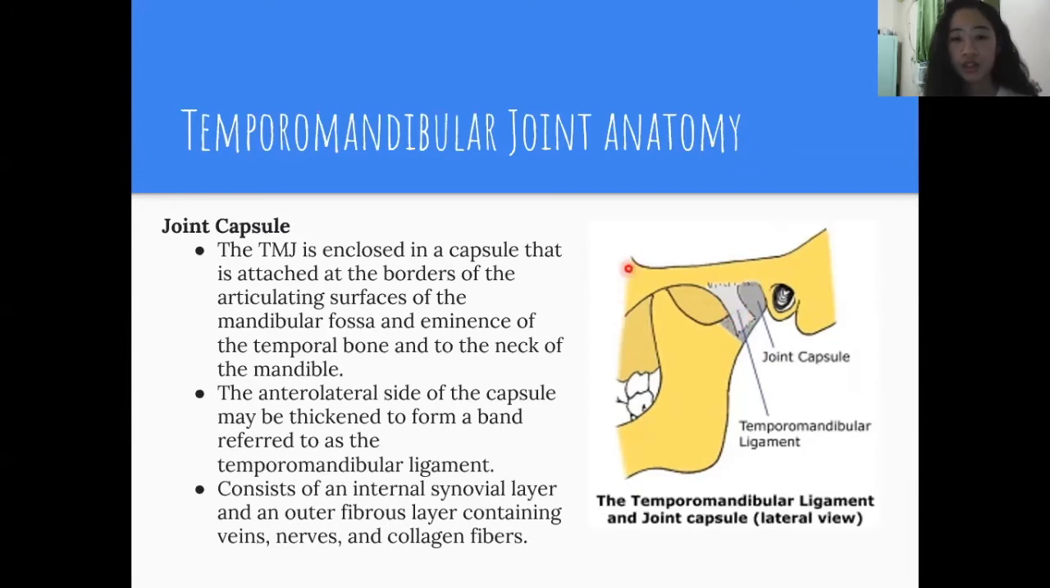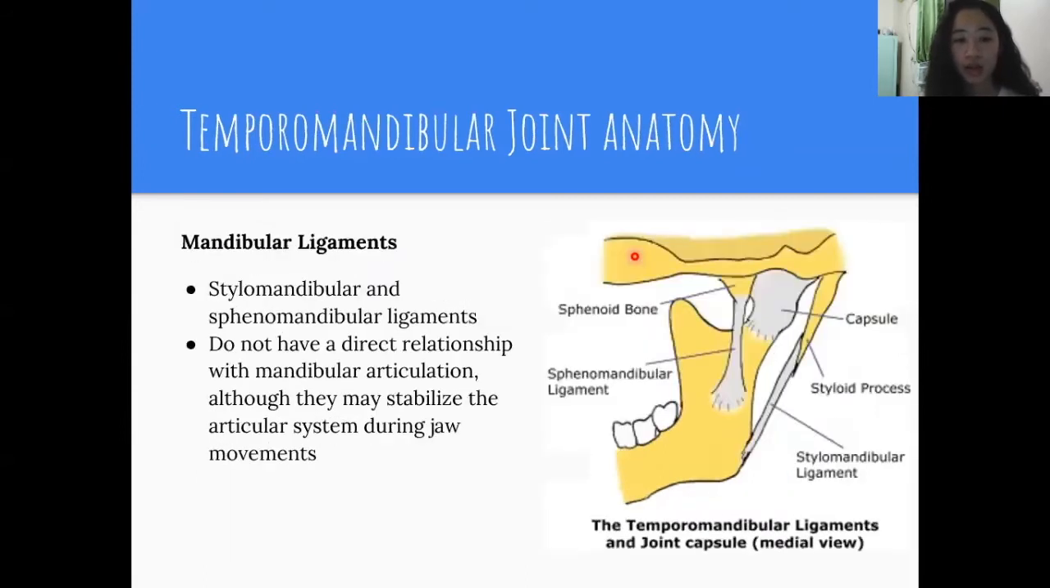Moving on, we also have accessory ligaments that include the stylomandibular and sphenomandibular ligaments. Though these ligaments have no direct relationship with mandibular articulation, unlike the temporomandibular ligament, they may function to stabilize the articular system during jaw movements.